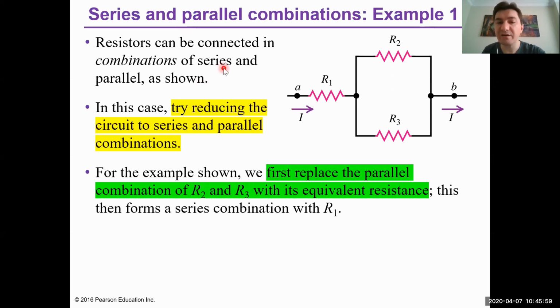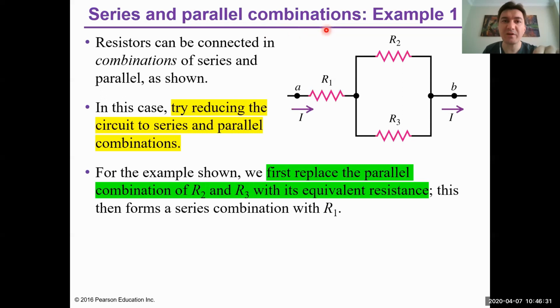First, replace the parallel combination of R2 and R3 with its equivalent resistance. Here we have R2 and R3. So first of all, get the equivalent resistance of those parallelly connected resistors, and then get the equivalent resistance by using that one and that one. So this is the main way to calculate series and parallel combinations.